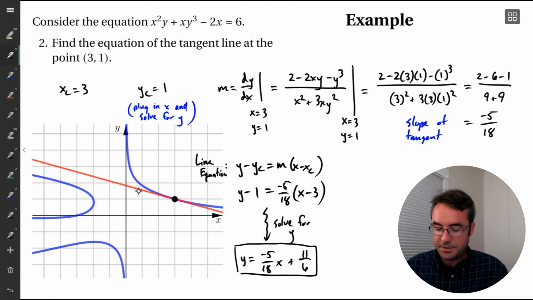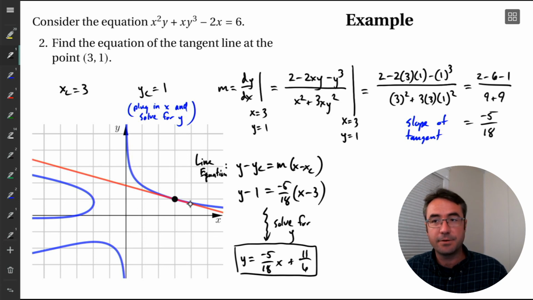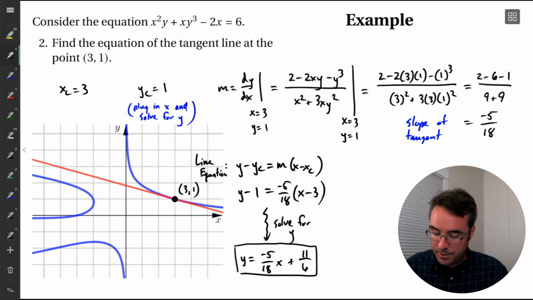And you can see that in our graph here. In this graph, we have the curve represented by this equation, and you can see that there's a lot going on. But we're interested right around this point (3, 1). Right around this point, our curve is looking like a function, so that's good, and it makes sense to talk about what that tangent line is. So here's our point (3, 1), and we found the equation for this tangent line.